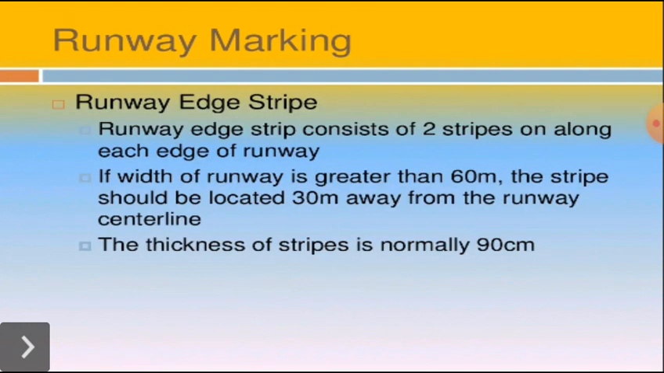Then the edge strip. Runway edge strip consists of two strips along each edge of the runway. If the width of the runway is greater than 60 meters, the strip should be located 30 meters away from the runway center line. The thickness of the strip is normally 90 centimeters.